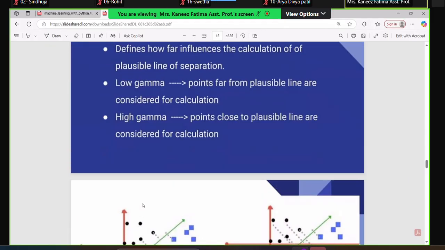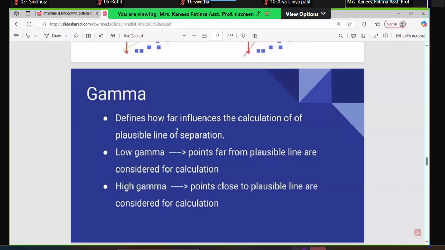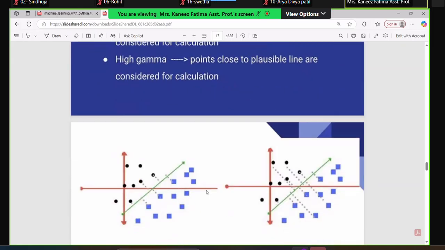Depending upon this, we see an analysis that it defines how far the influence reaches in the calculation of a plausible line of separation. Depending upon this, we classify into two types of gamma: one is low gamma, another is high gamma. Low gamma represents that points far from the plausible line are considered for calculation, whereas high gamma means points close to the plausible line are considered for calculation. So these are the two categories of data. With respect to this, we see how the analysis of the gamma function applies.